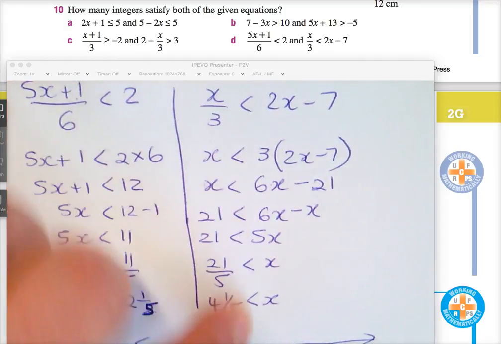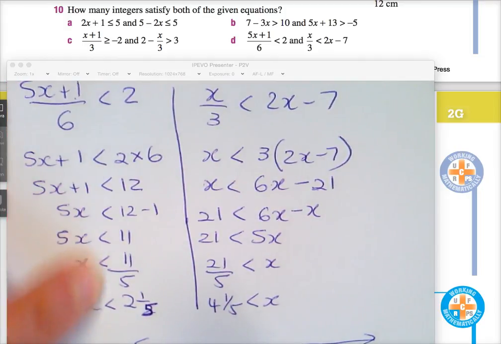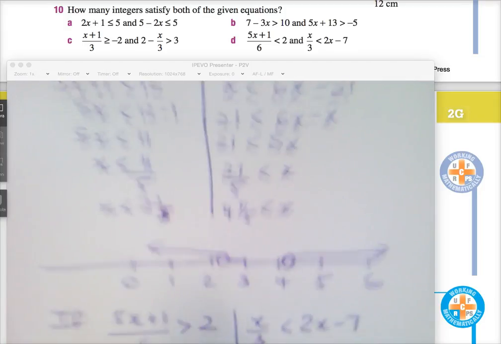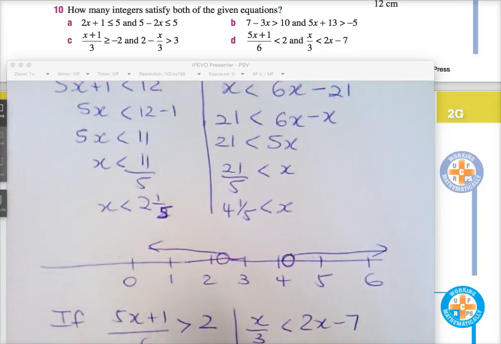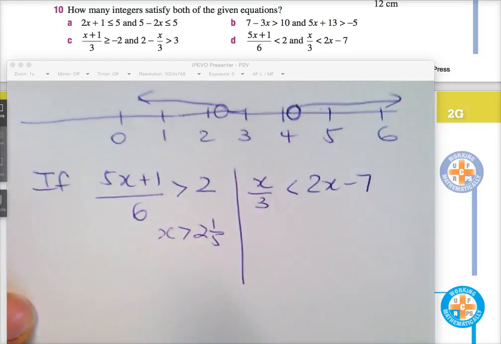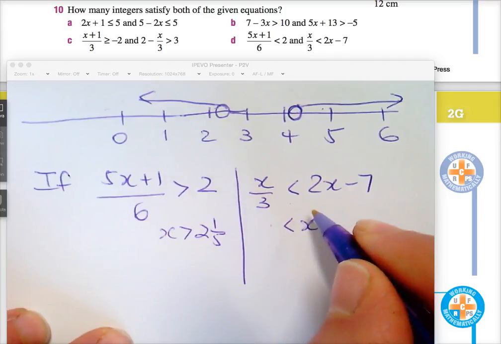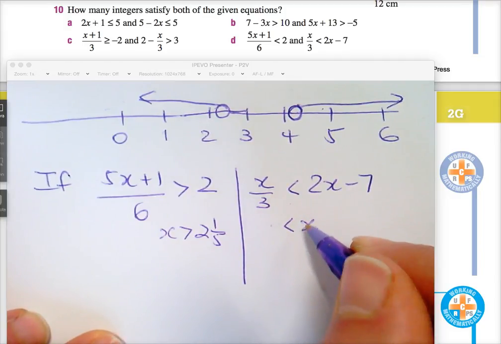Did you notice we didn't turn the inequality sign around? So, you know how I've got x is less than 2 and 1/5? This answer would be x is greater than 2 and 1/5. And this answer would be x is... Do I want to turn that one around?